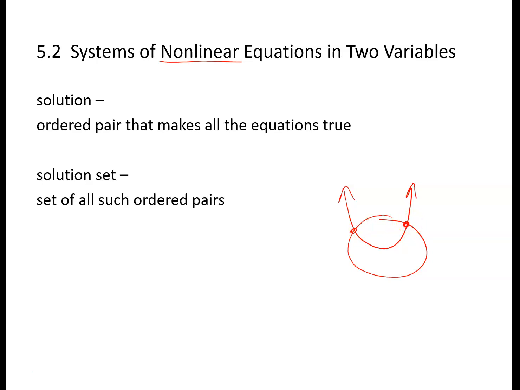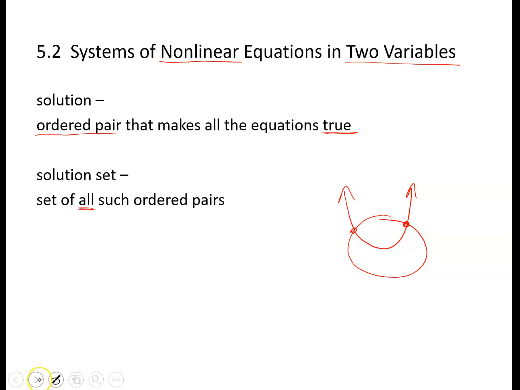Okay, so let's look at what this slide says. A solution is still, like it was in 5.1, an ordered pair because we're just going to do two variables, x and y, that makes all the equations true. So that's the same as 5.1, it has to make all the equations true. Now, these problems may have a solution set, which is the set of all such ordered pairs, meaning there could be more than one ordered pair that makes the system true.